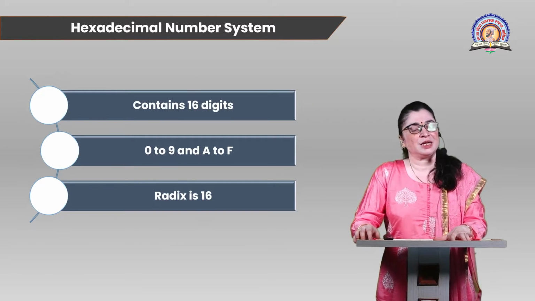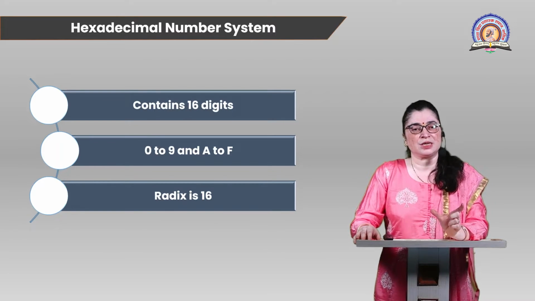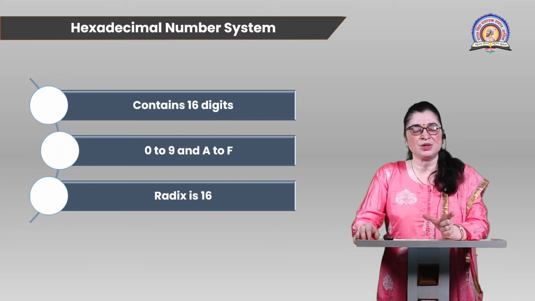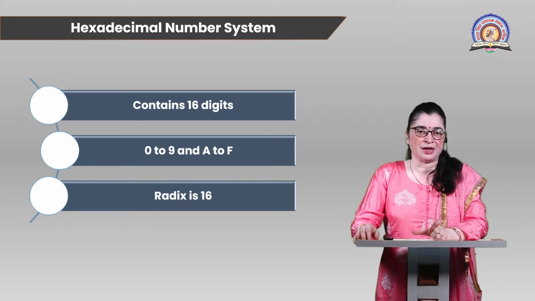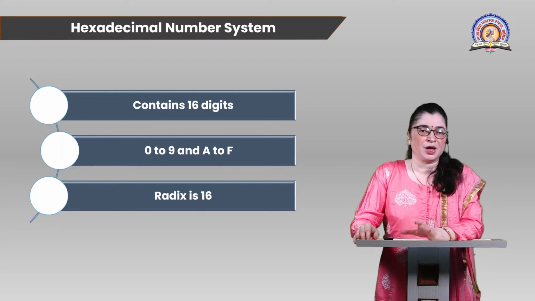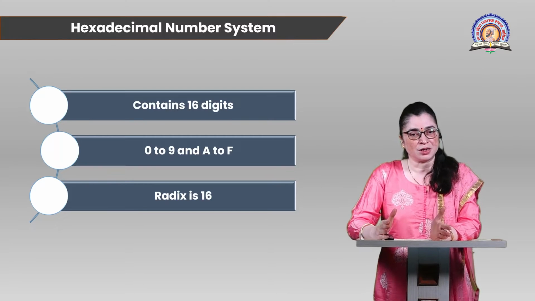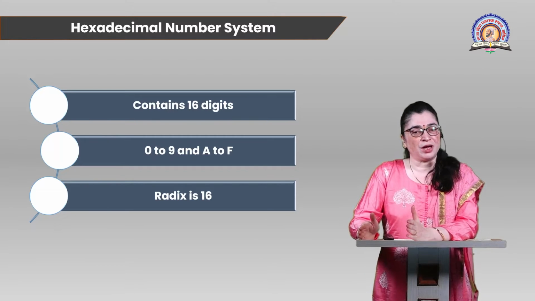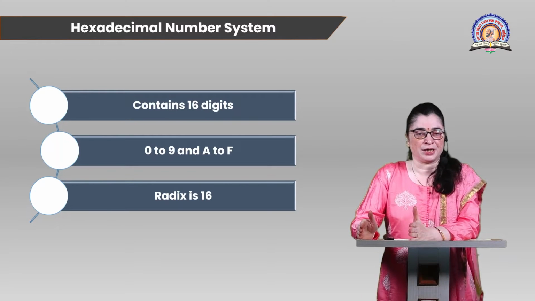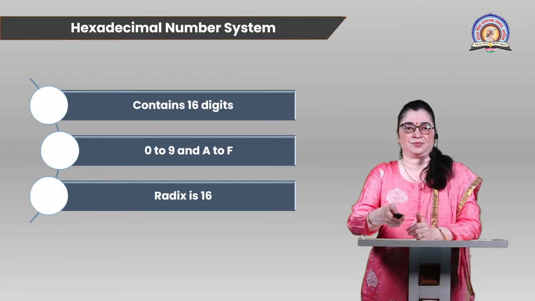And the last one is hexadecimal number system. It is the combination of two words, hexa and decimal. Hexa means 6 and decimal means 10. So there are a total of 16 digits in this number system, and these 16 digits are from 0 to 9, and from 10 to 15, A to F, these characters are allocated, and the base of this number system is 16.